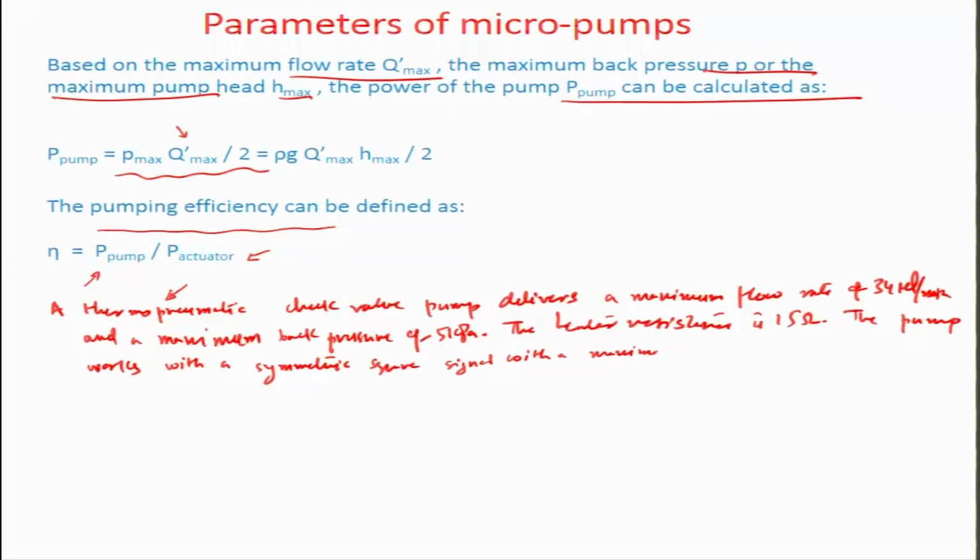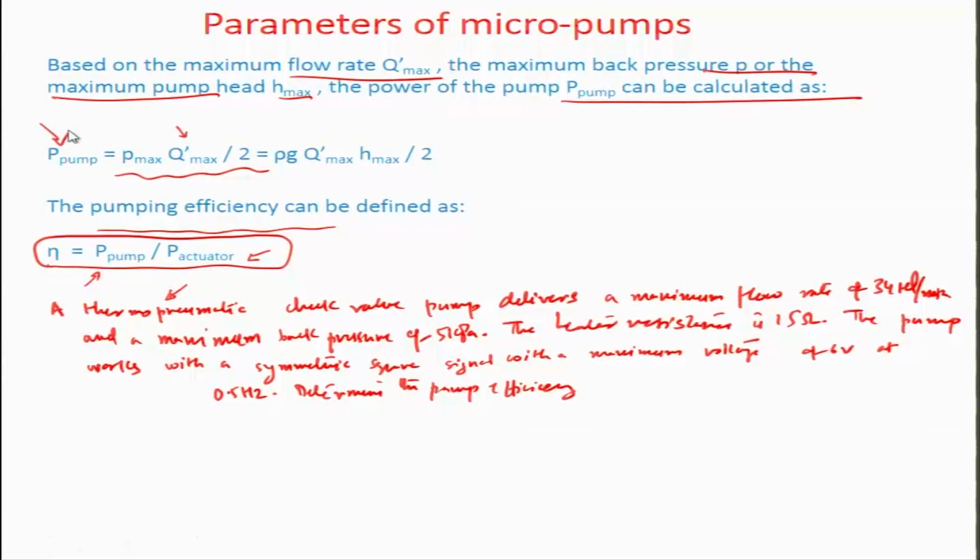With the maximum voltage of 6 volts at 0.5 hertz frequency. That means this voltage signal is operating exactly once in 2 seconds, and we now want to determine the pump efficiency. So the modus operandi to calculate the efficiency is given in the equation right here. We want to calculate the power that the pump delivers in terms of flow and the power that is needed for the actuation signal, and then simply compare them ratiometrically to see what the efficiency is.